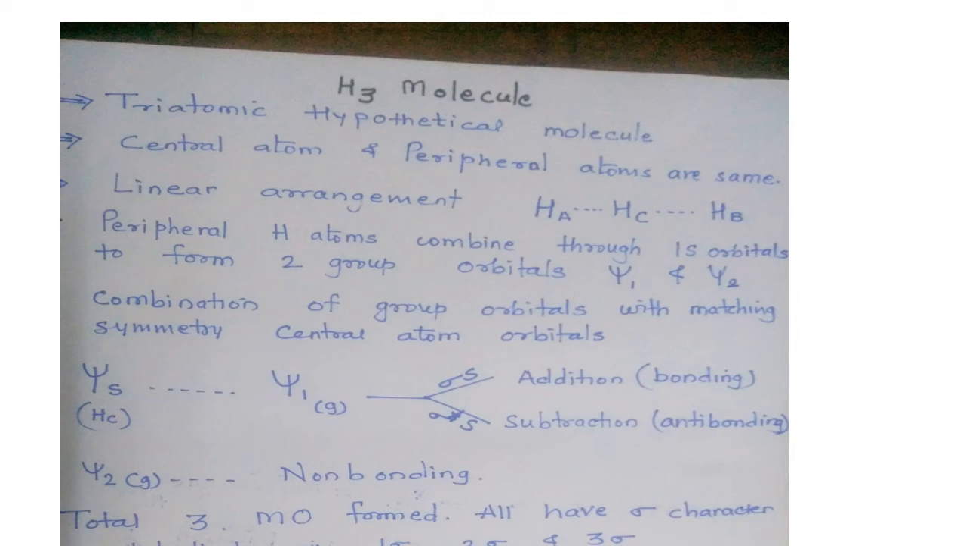Next is Psi2 group orbital, but it does not have any matching symmetry orbital with the central 1s orbital. Already it is consumed in the first combination. So Psi2 group orbital, we can say that it remains as non-bonding. So total 3 molecular orbitals are formed, one bonding, one non-bonding, and one anti-bonding.